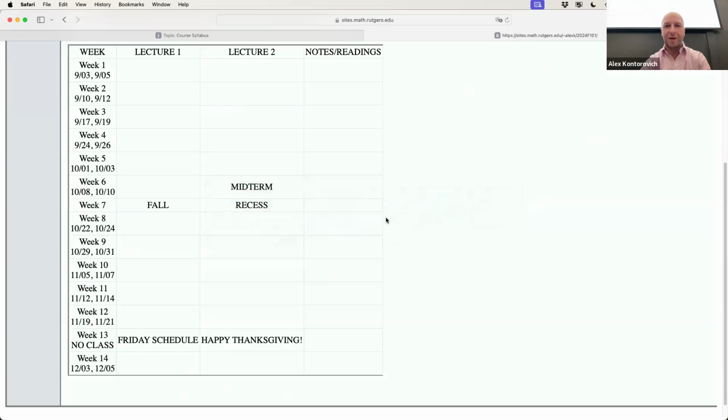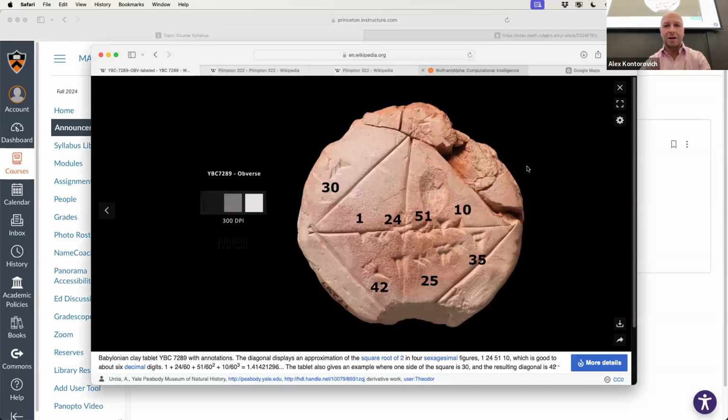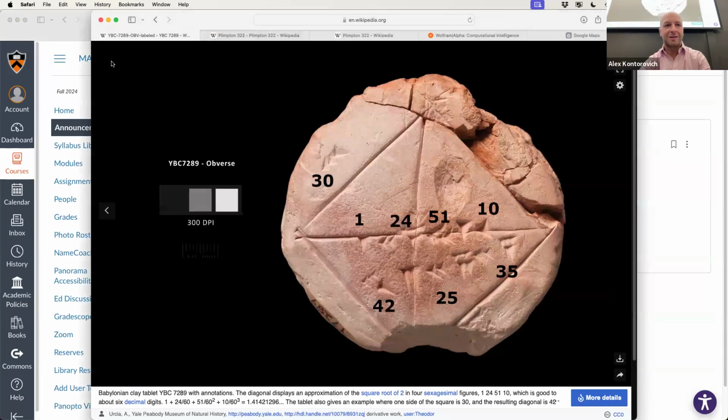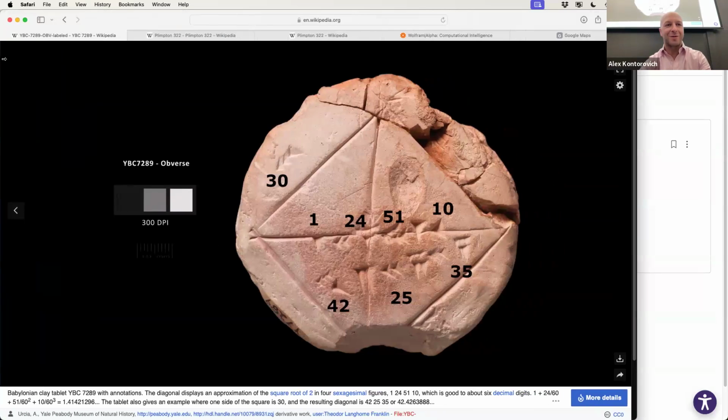Let me show you a little bit. I pulled up Google Maps. Where are we? I see. Let's go. We're going to talk about this object in just a second.